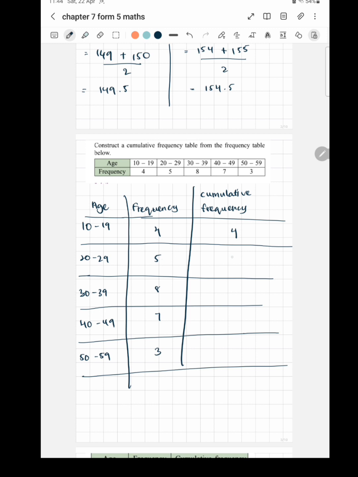So 4 plus 5 is 9, then 9 plus 8 is 17. Then we can go ahead and do the same thing with the others. So 7 plus 17 is 24. Then 24 plus 3 is 27. Alright. This is the cumulative frequency.